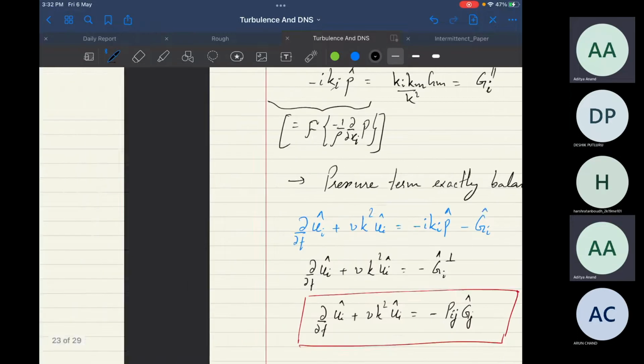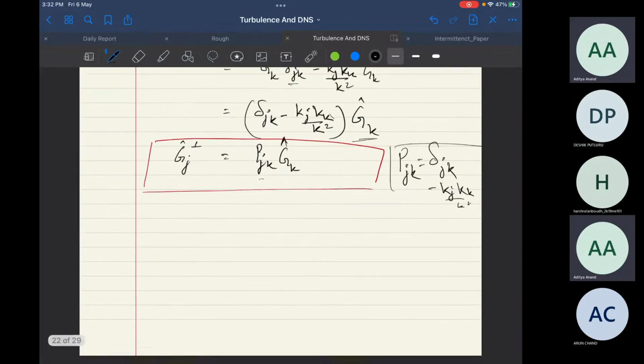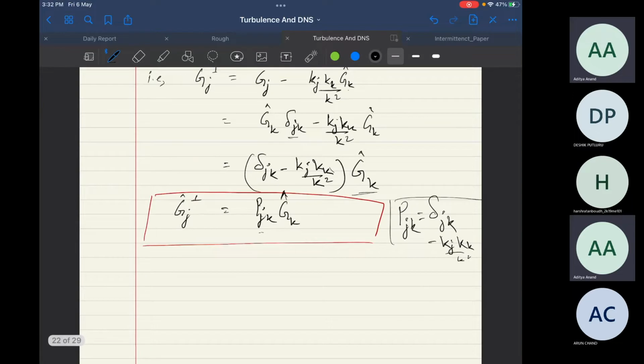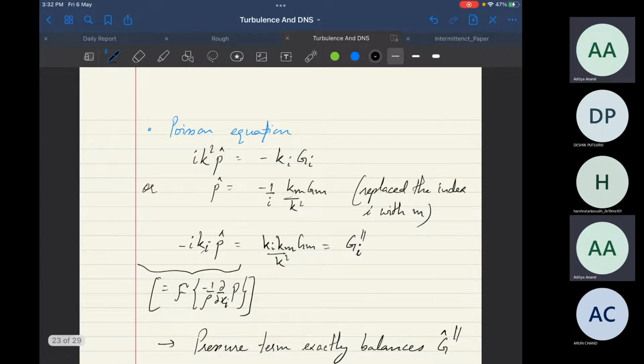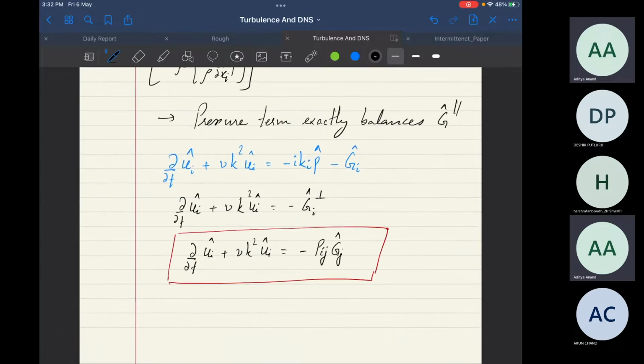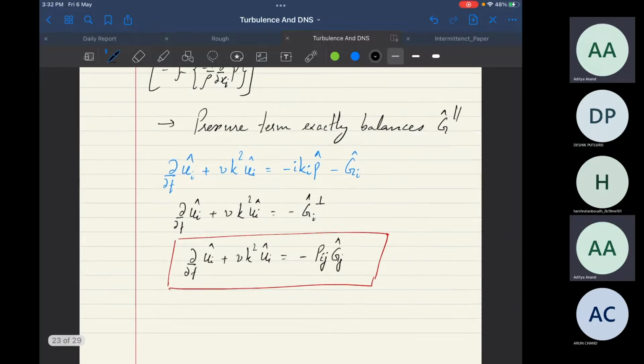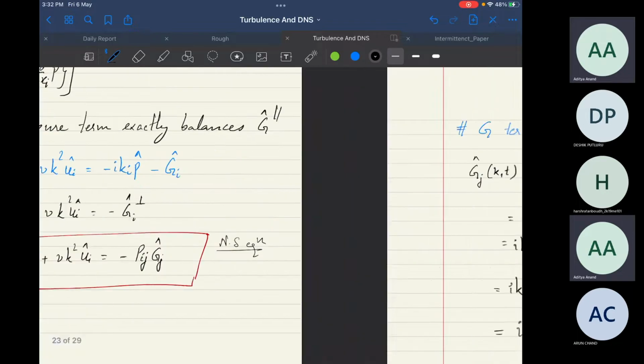for the jth component it was pjk gk, and for the ith component it would be pij gj. Okay, so that's that. Now we have the Navier-Stokes equation in the Fourier domain. So how to solve this?